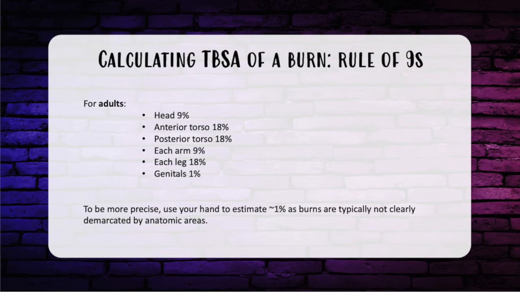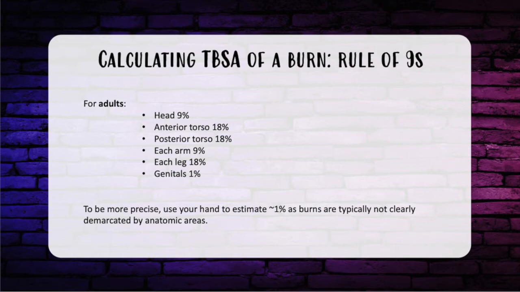Casey, how do you calculate total body surface area burn? That's actually a great question. Classically, we use the rule of nines. This breaks up the body into zones, giving each zone a value of 9% or a multiple of 9%. For adults, we classically use that the head is 9%, the anterior torso is 18%, the posterior torso or the back is 18% as well. And then each arm gets 9%, each leg is 18%, and the genital area is 1%.